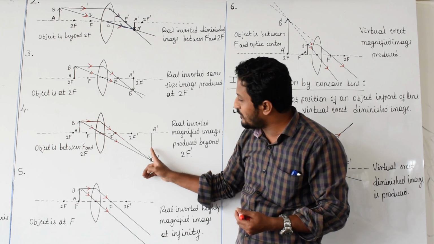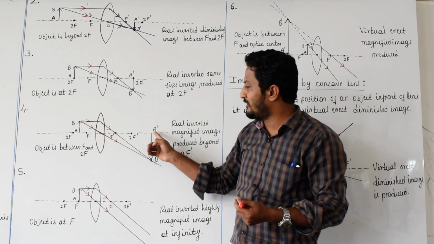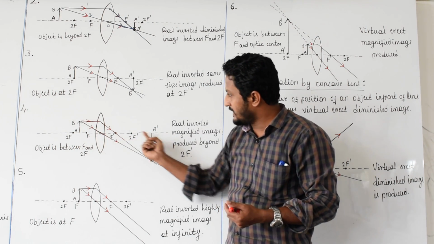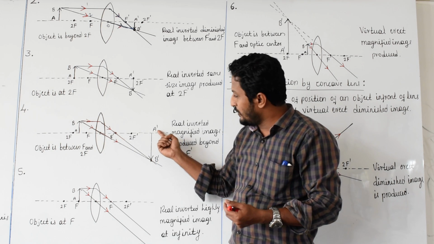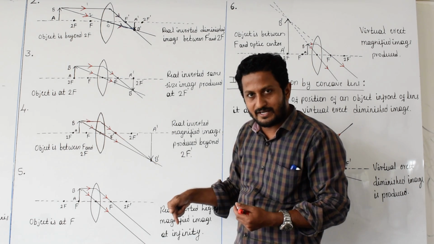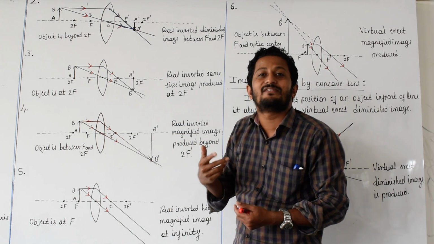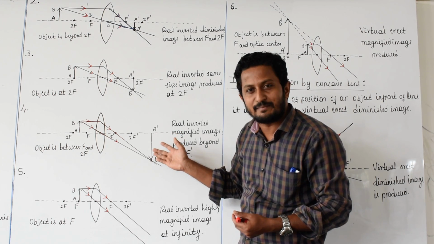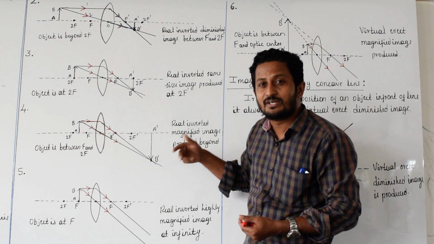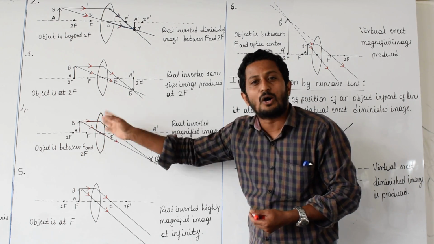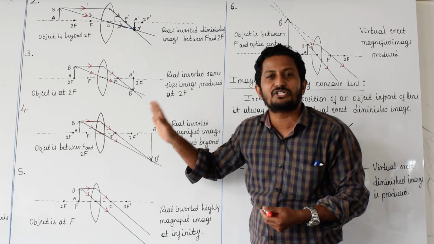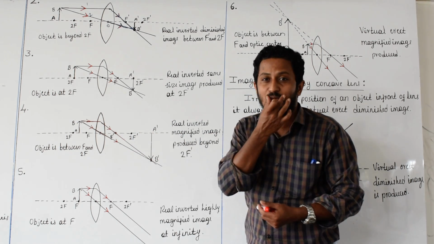Now from this point you draw perpendicular to that principal axis. There you will be getting the bottom of that object. That is A dash. A dash, B dash. Now A dash, B dash is the real inverted magnified image. By getting this image, you can even observe the height of image is greater than the height of object. Have you understood? You see the dependence of position of object in front of that biconvex lens.